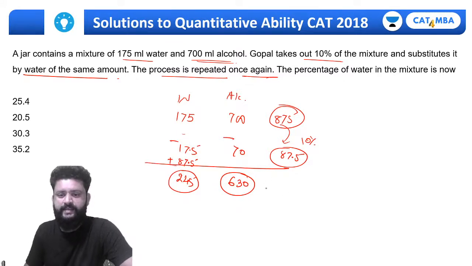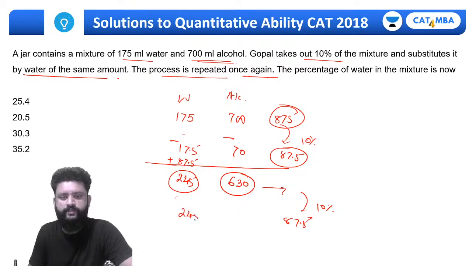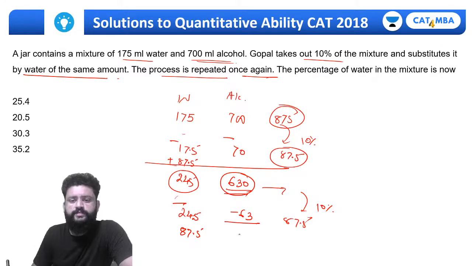$875. The next thing, again I'm going to take out 10% and replace with water. 87.5 हमें replace करना है, out of which 24.5 माइनस होगा, 87.5 ऐड होगा, here minus 63. So you can calculate this way as well. Even if you do 630 minus 63, that comes out to be 567.